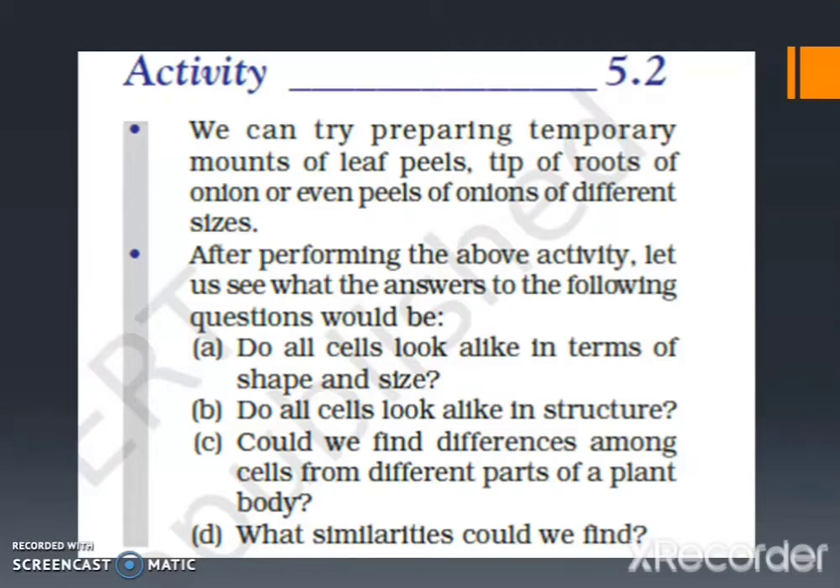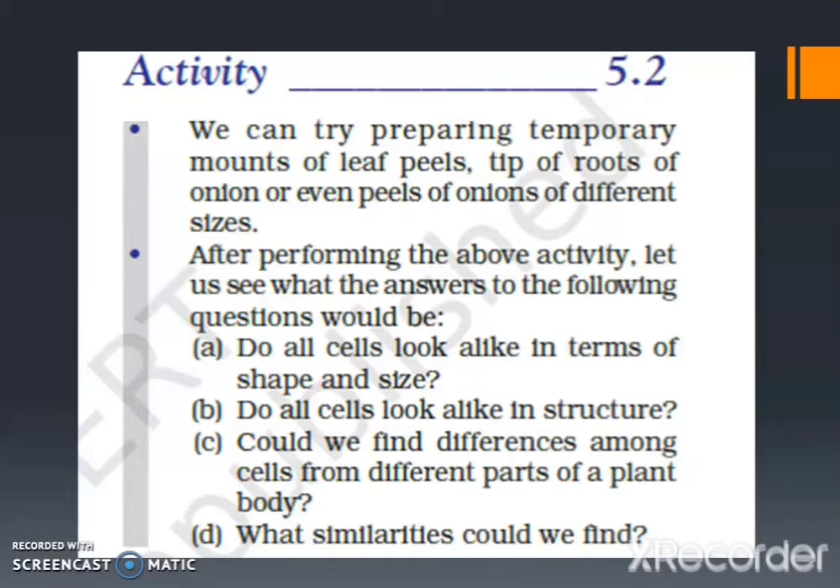Okay, so as we all know, cells will never look alike. They differ in shape and size. Now see the next question. Do all cells look alike in structure? No, it is also not correct. Not all the cells will be alike in structure.